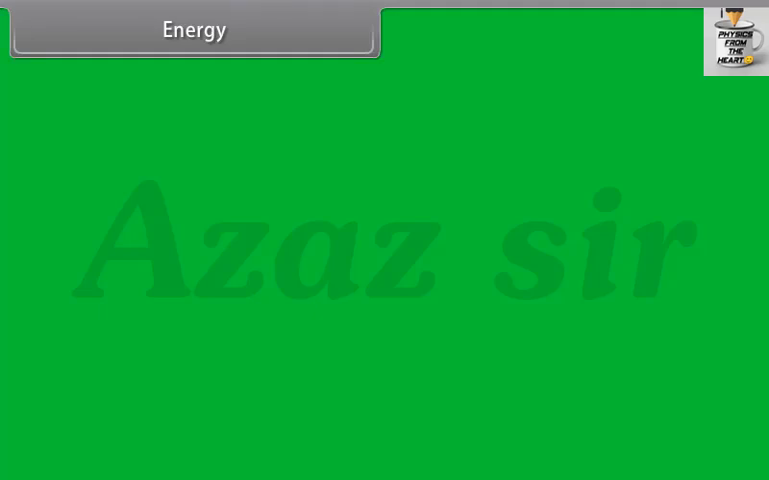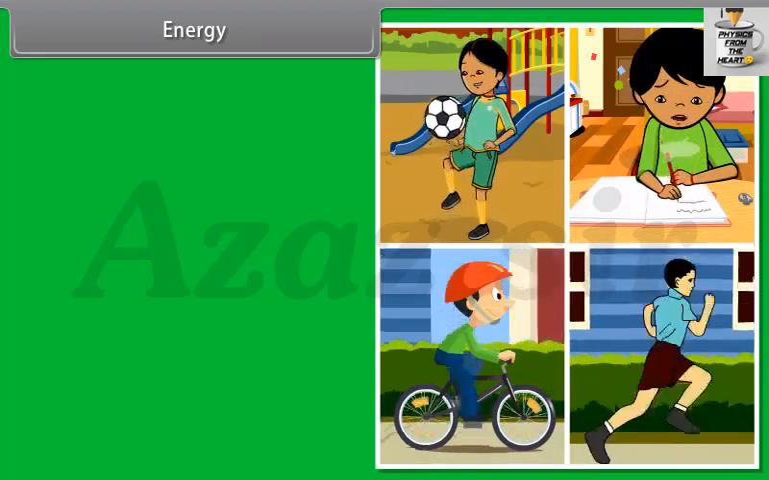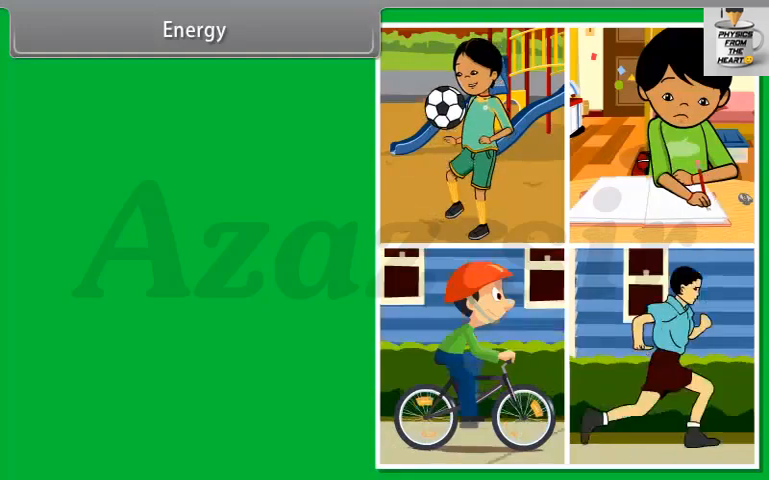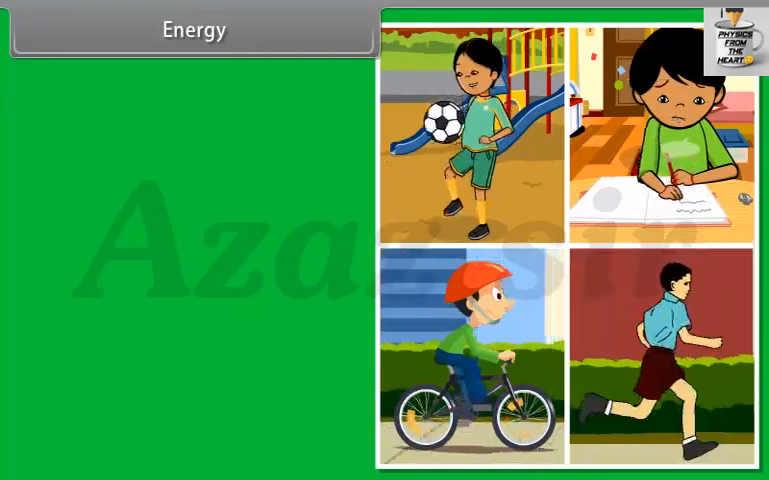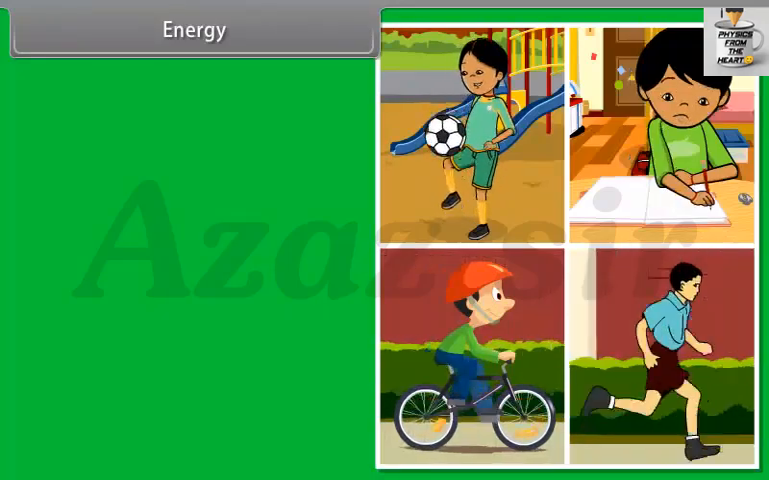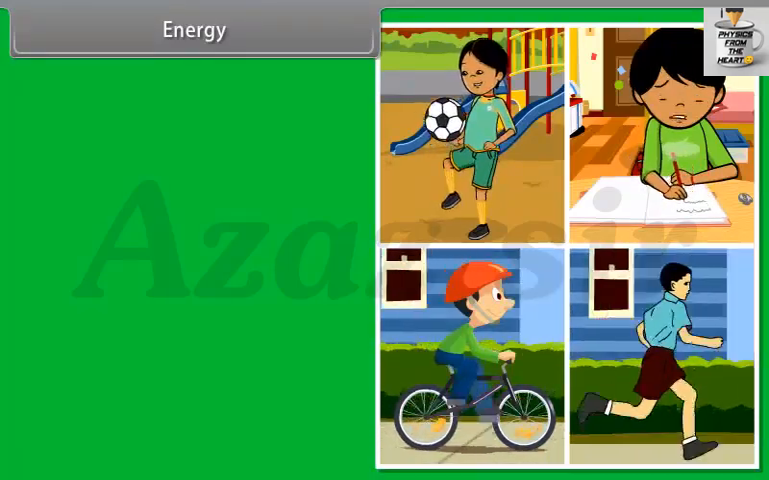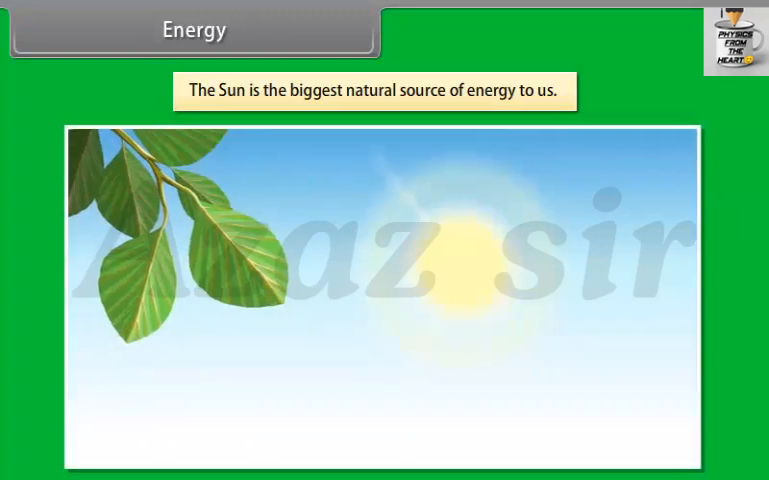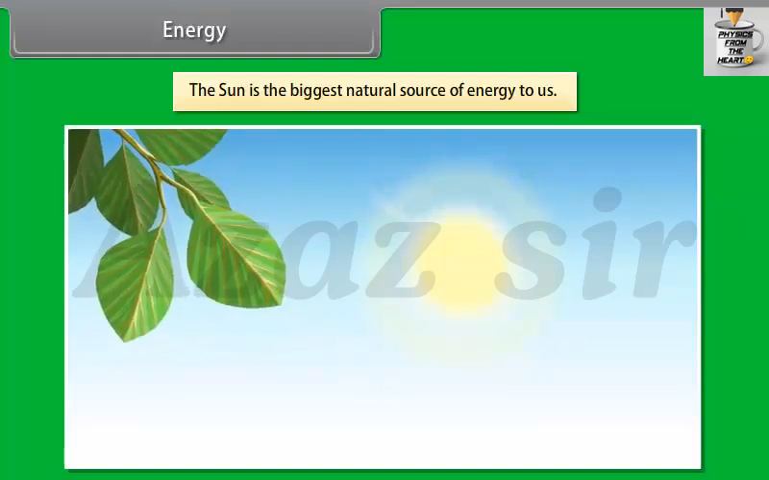Energy. We now know that to do any kind of work, we need energy. We must have energy to accomplish work. But the question is, where does this energy come from? The sun is the biggest natural source of energy to us. Many of our energy sources are derived from the sun.